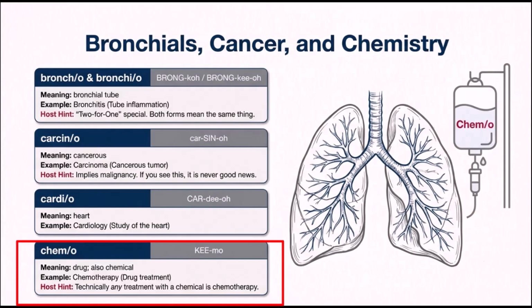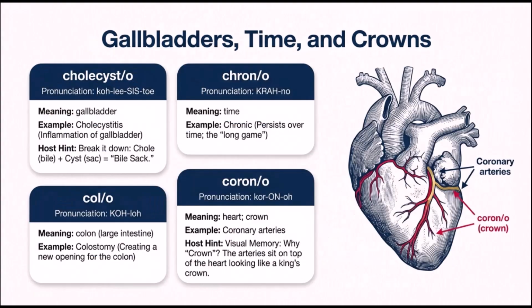Okay. What about chemo? We all think of cancer treatment, but the actual definition is broader. It's just drug or chemical. So chemotherapy literally means drug treatment. Exactly. We use it for cancer, but technically any treatment with a chemical is a form of chemotherapy. That's a great point. All right, let's try a tongue twister. Cholecysto.